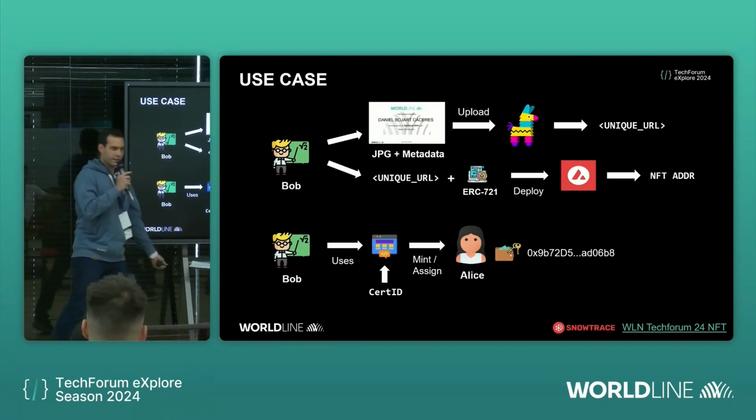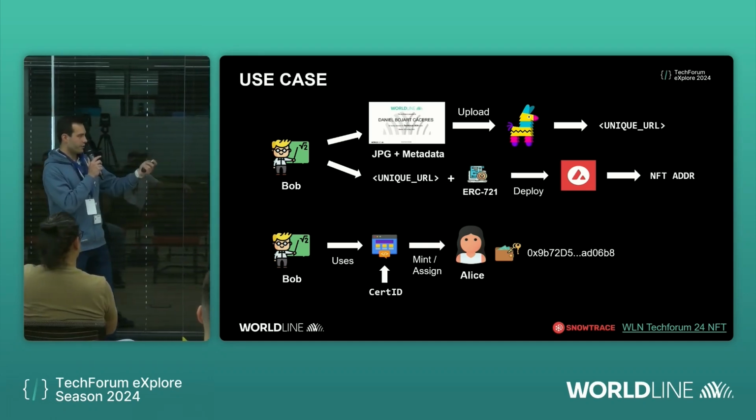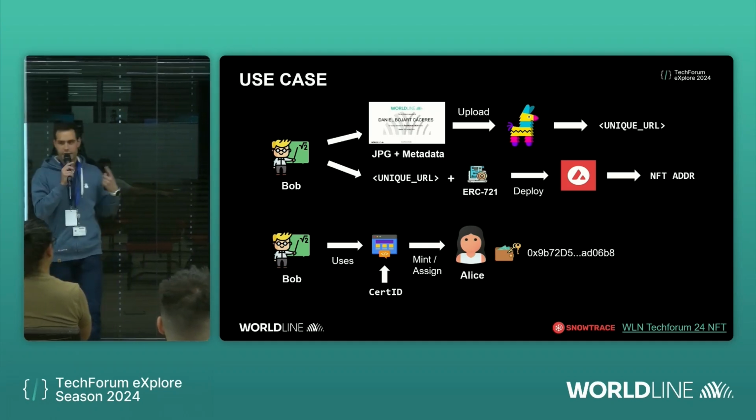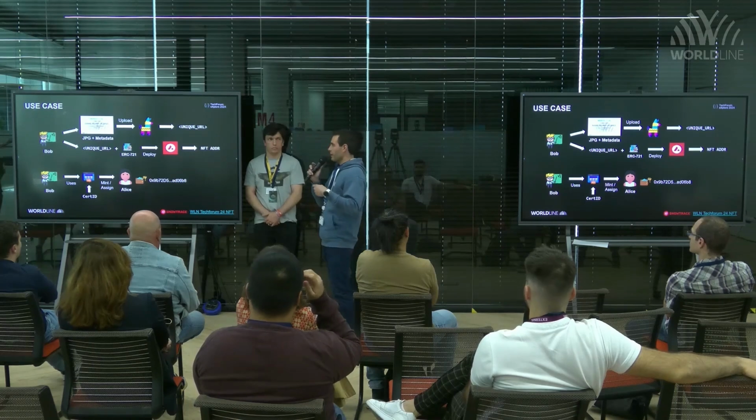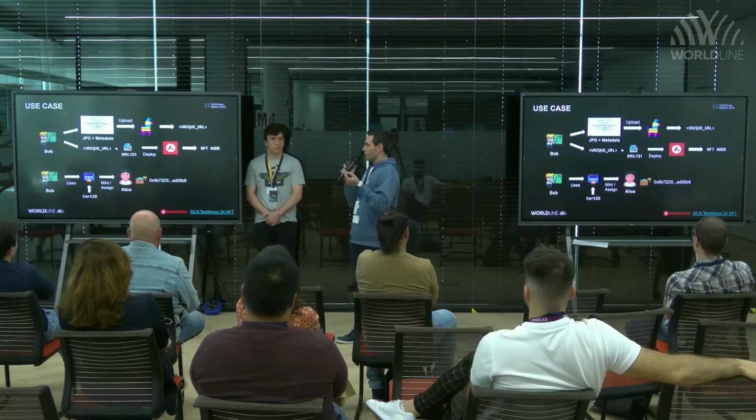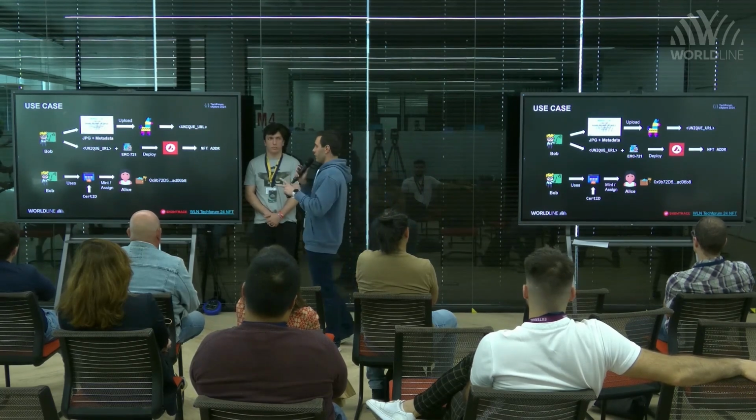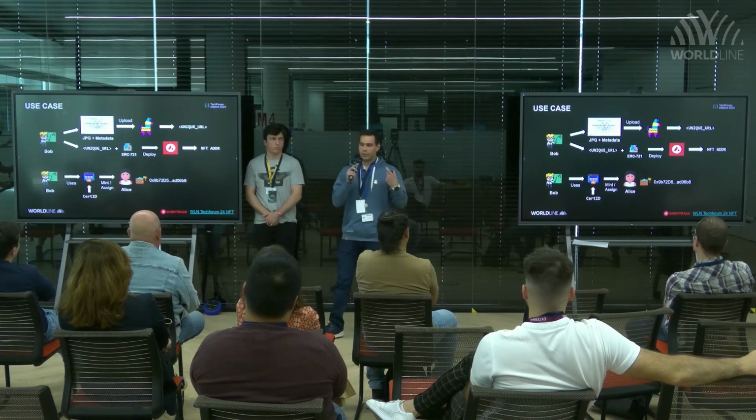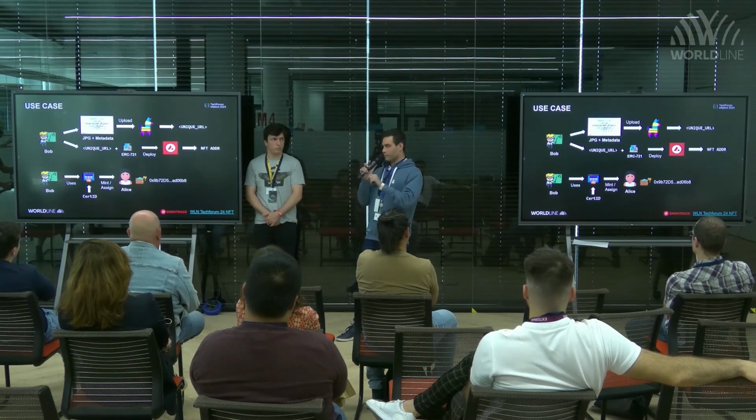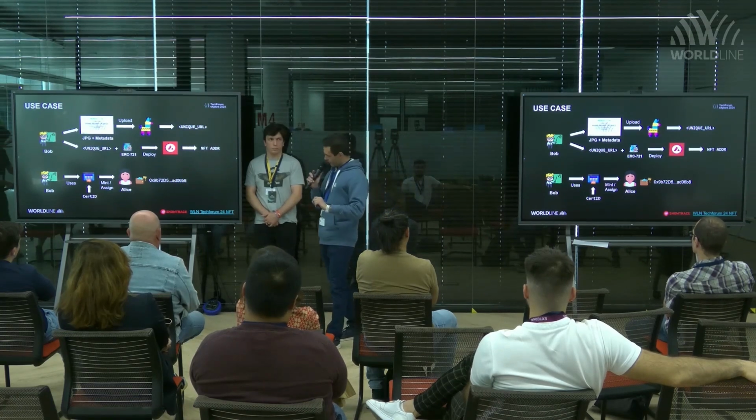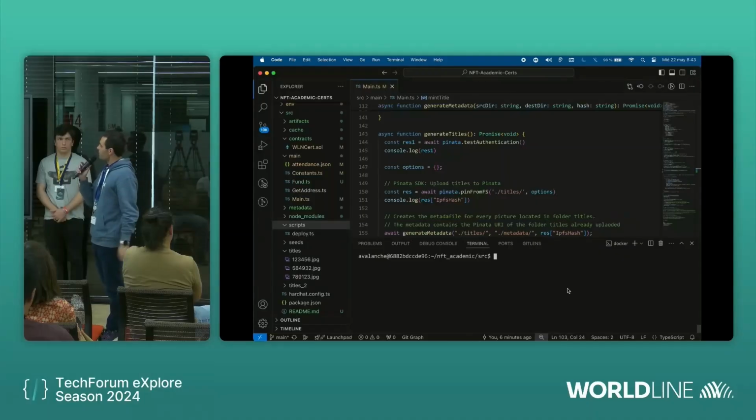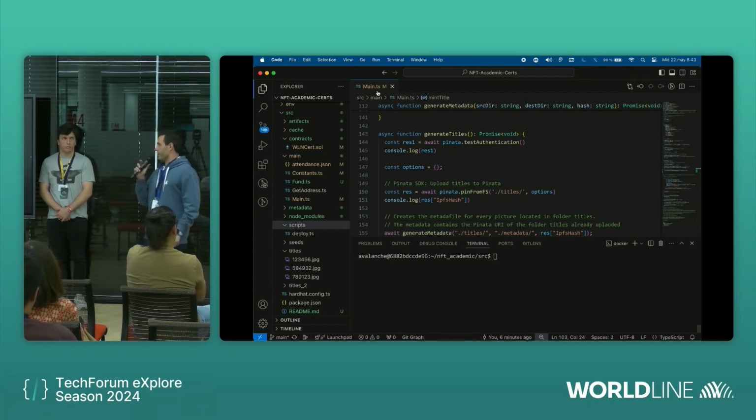The use case that I'm going to show you in the live demo is divided into two different flows. The first flow is Bob, or in this case Worldline, has to create one image per certificate per person and one metadata file per certificate per person. These files will be uploaded to Pinata, and Pinata will provide us a unique URL. With this unique URL, we are going to create the smart contract, deploy it on Avalanche, and get the address to use the smart contract. And this is what we are doing in this video.